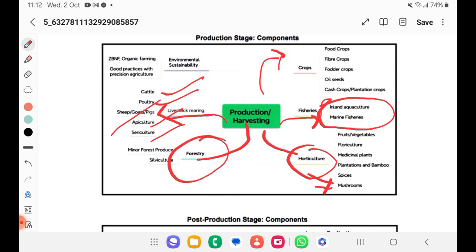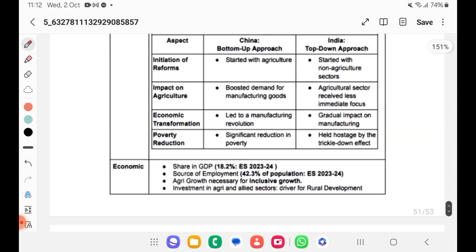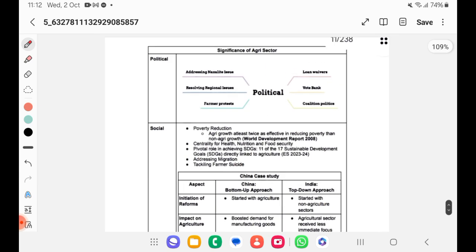Then we saw about forestry also. In that, silviculture is one of the branches. Minor forest produce, how to manage those things we should be knowing. And then environmental sustainability, under that we have zero budget natural farming, organic farming, and then precision agriculture, etc. So these are the points that we have to note from what we understood.